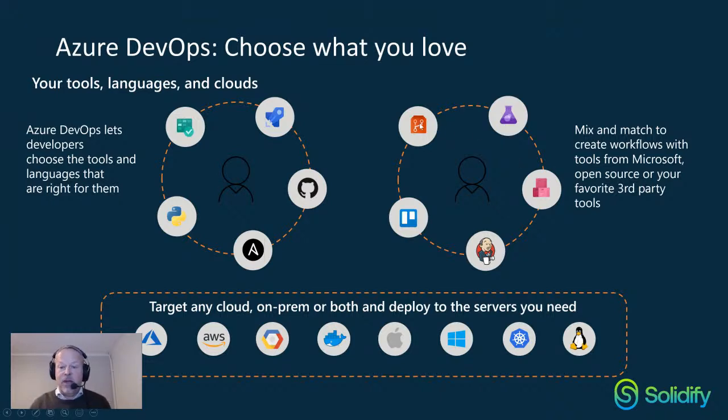Here's an example where we have our code in Azure DevOps and we have Jenkins builds and different kinds of stuff. It's also possible to target any cloud: Azure, AWS, Google Cloud, and any platform. You can develop for Mac, Windows, Linux, and you can work with containers, of course. So it's a very flexible platform.